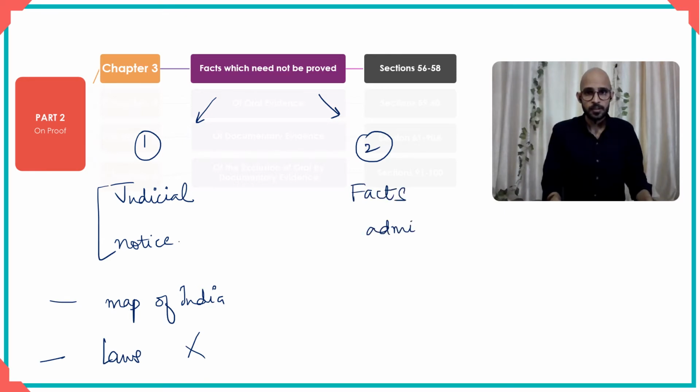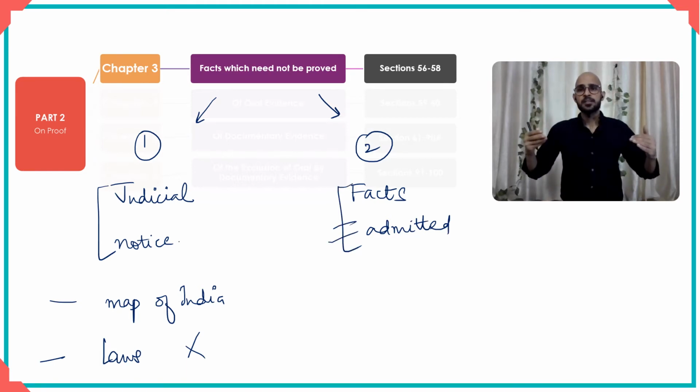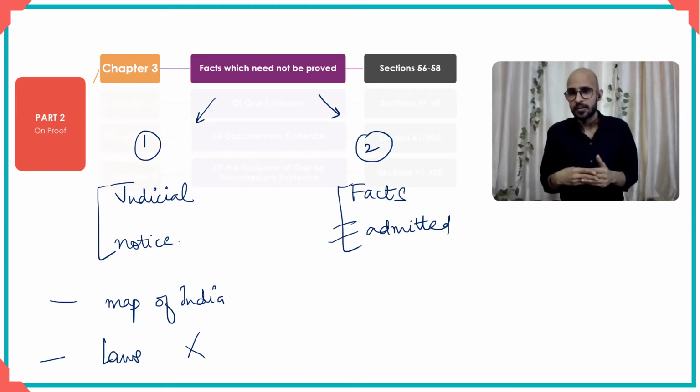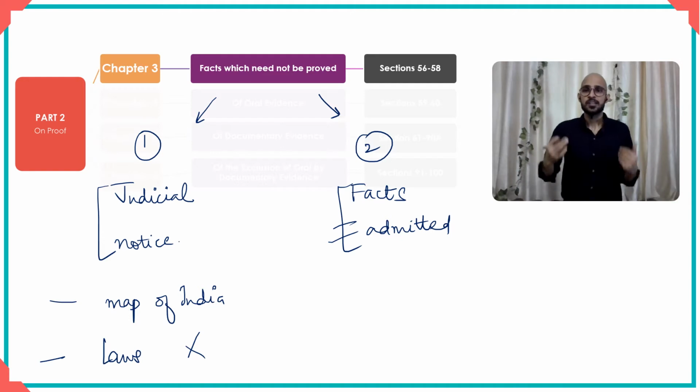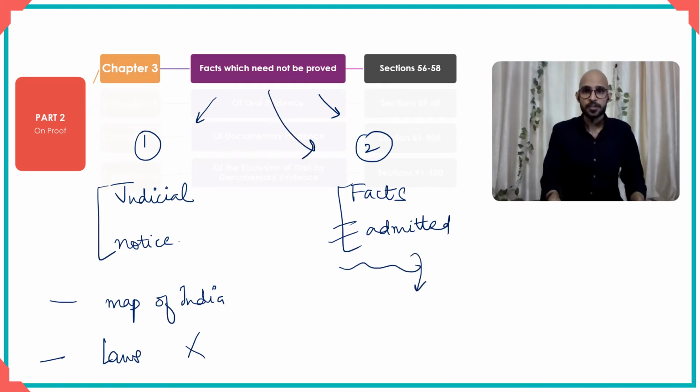What does that mean? Let us say both parties agree on a certain fact. So let's say A says that B has taken 500 rupees from me, and B says, yes, I have taken 500 rupees from him. Now the court says when both of them agree on a certain fact, then there is no need for evidence, there is no dispute. So facts that are admitted need not be proved, which means that for these, no evidence is required.